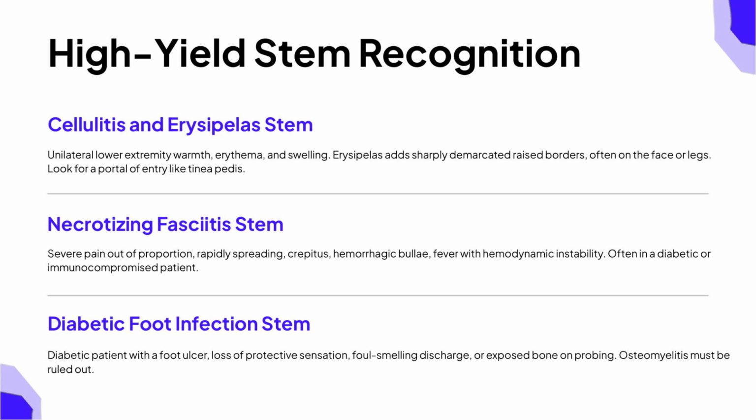Third, the diabetic foot infection stem. You will see a diabetic patient with a foot ulcer, loss of protective sensation on monofilament testing, foul-smelling discharge, or exposed bone when you probe the wound. When bone is palpable on probing, you must think about osteomyelitis.